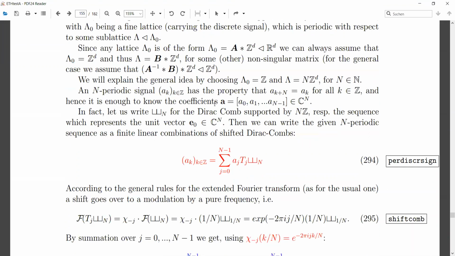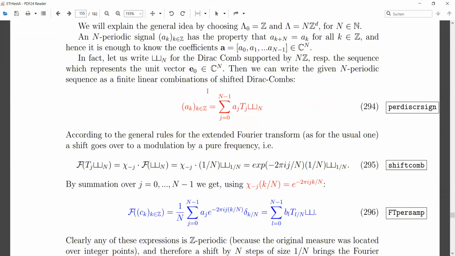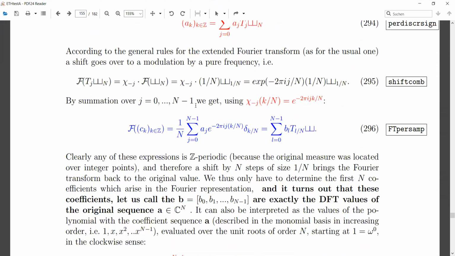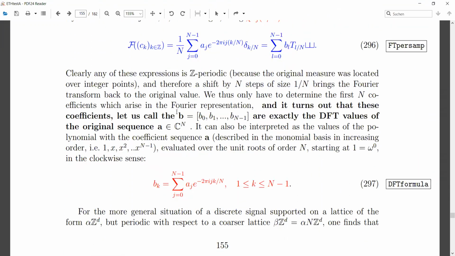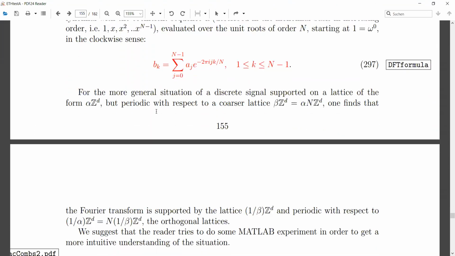Now, the important thing is that a periodic and discrete measure is a sum of Dirac combs. This is done in a moment.